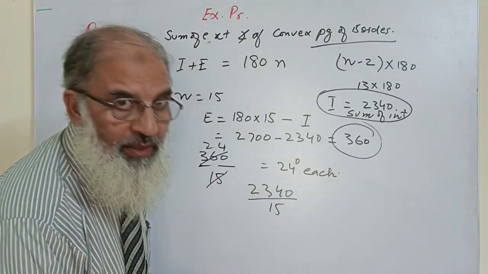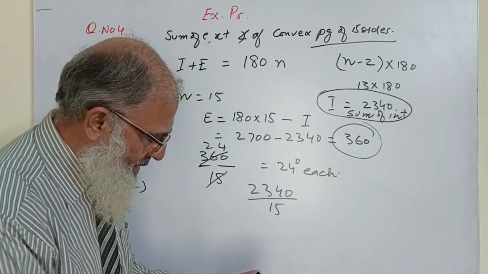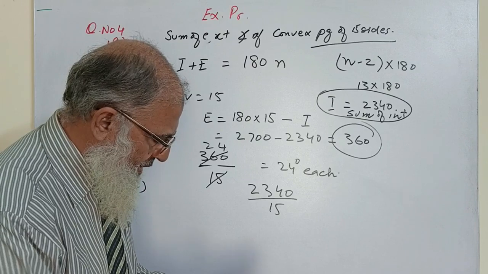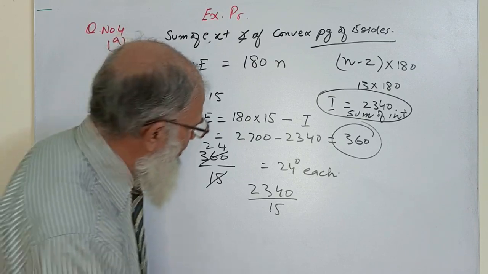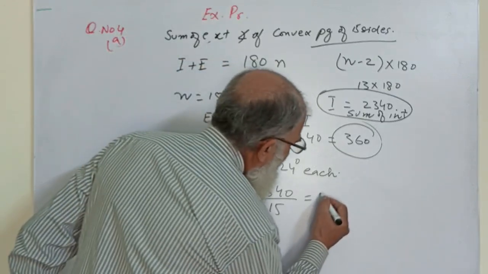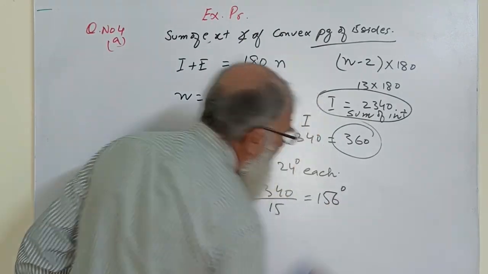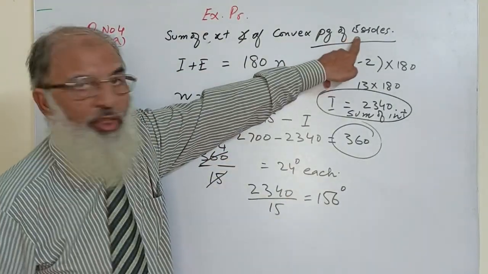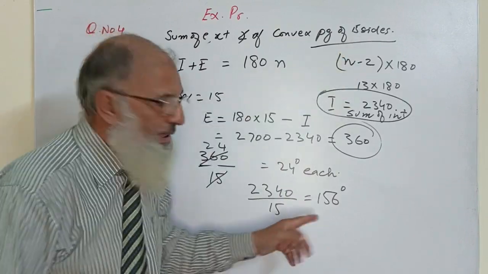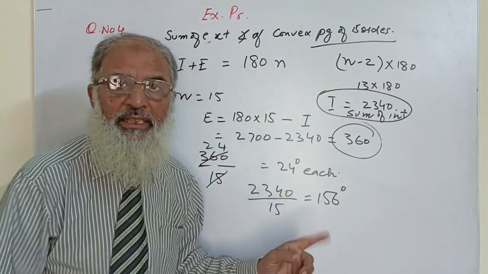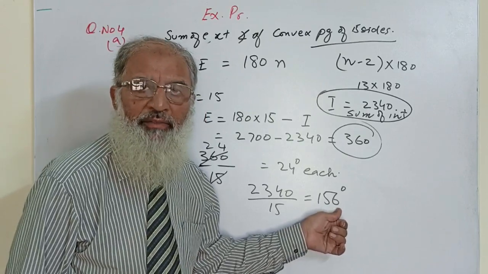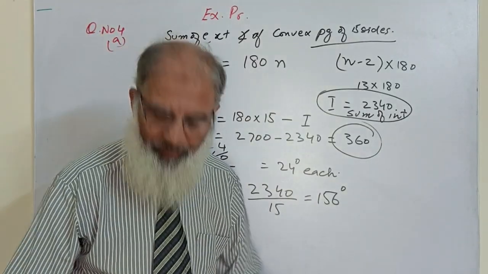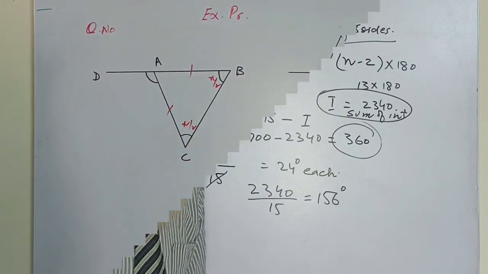It will be the size of each angle. 2340 divided by 15 will give us 156. Now for each angle within this polygon with 15 sides, each interior angle will be 156 degrees. Now there are figures coming up, so let me draw them first.